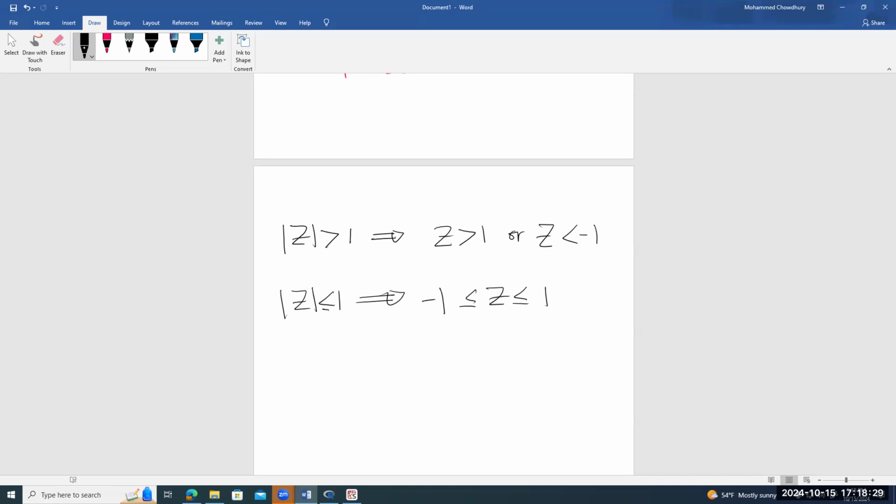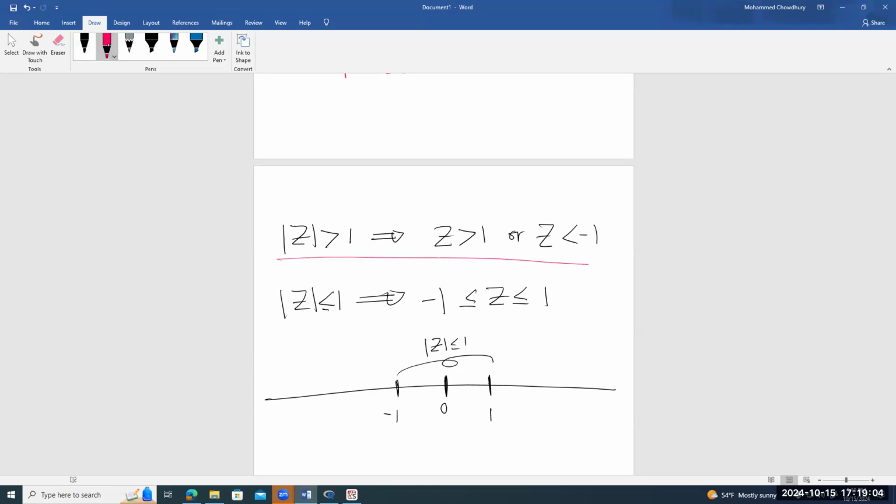So now, if this is the real line, here is the 0. This is what? -1 to +1. This is the absolute Z less than or equal to 1. Understand? Write it down. Never forget these things and teach it to your younger brothers and sisters. Clear, right?